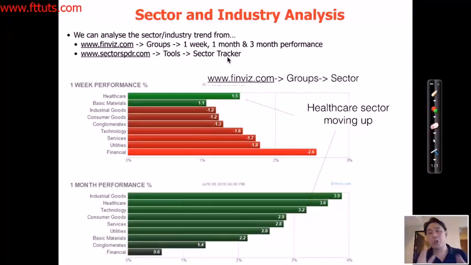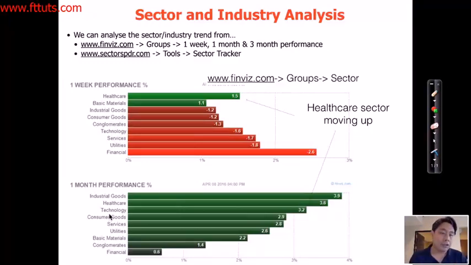All right? So I'm going to show you the websites in a short while, and before that, let me show you what I'm looking for. Over at Finviz, I click on Groups and I select Sectors, and what I see is the 10 sectors and how they are performing relative to each other in the last 1 week, 1 month, and 3 months as well. So for example, over the last 1 month, which has been the strongest sector? Industrial goods, right? So money has been flowing into the industrial goods sector, and healthcare and technology.